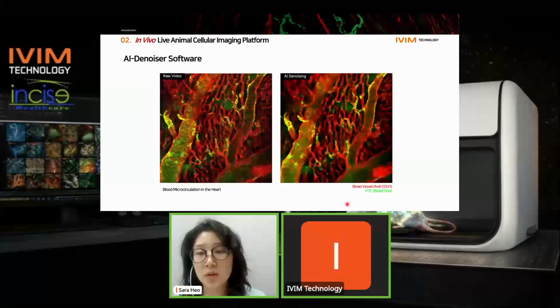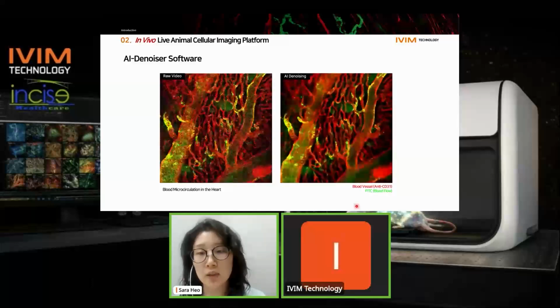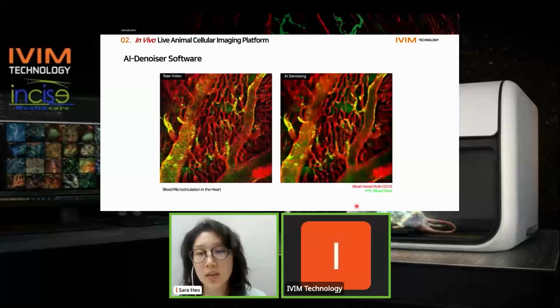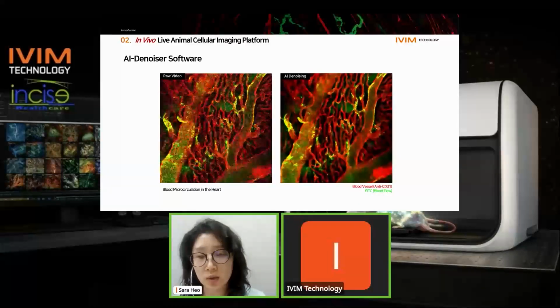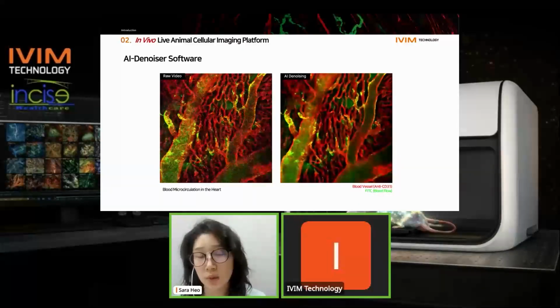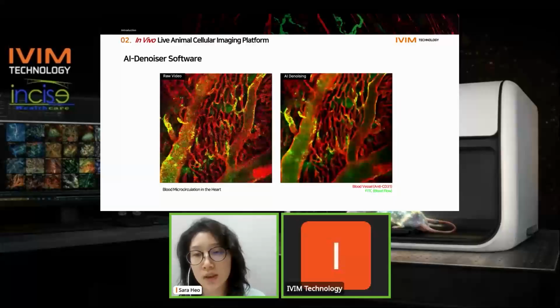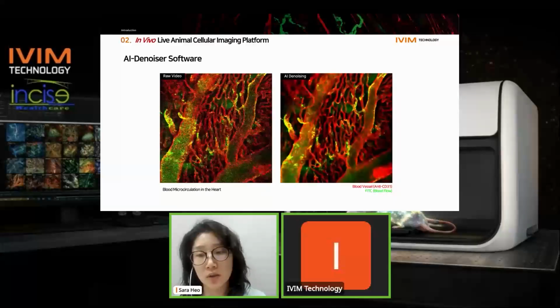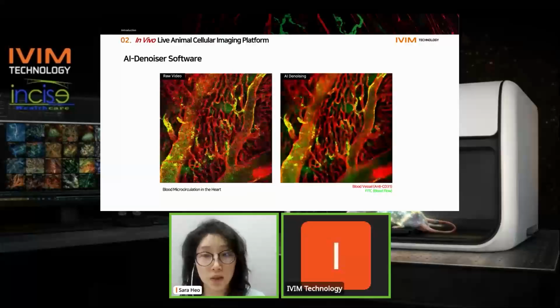The difference between the motion compensation that I mentioned in the previous slide and the AI denoiser in this slide is that motion compensation is applied while imaging and is one of the features of our engine software. But AI denoising is applied to the images already taken, because it works on separate software and you can post-process the obtained images separately.